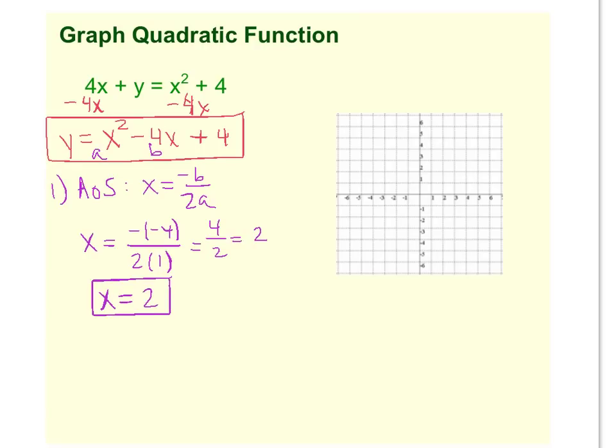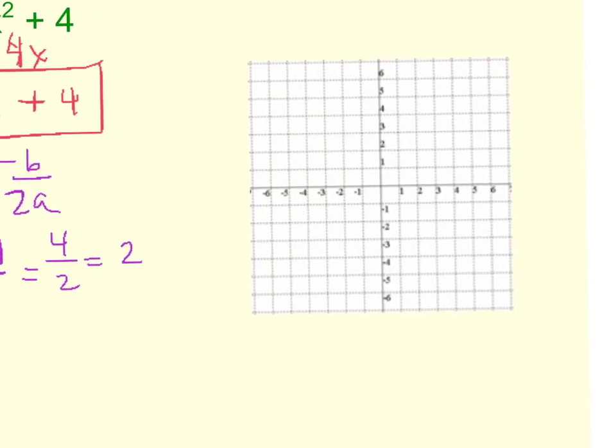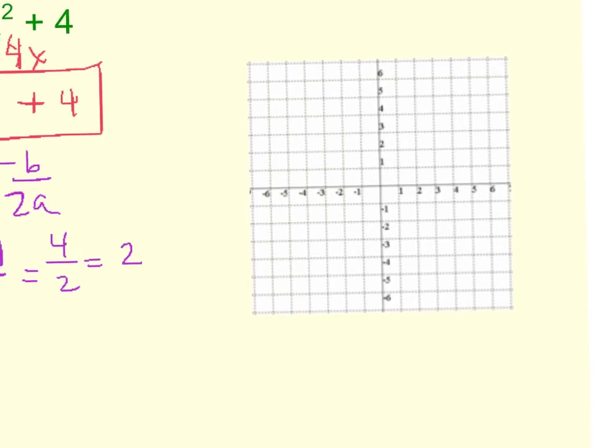We can go ahead and put that right on our graph. Let me actually zoom into the graph. Remember, your axis of symmetry is a vertical line. So I'm just going to draw a vertical line at x equals 2 right here. So there's our axis of symmetry. So the graph will be symmetrical around this line. Half the parabola will be on the left and half the parabola will be on the right of that.